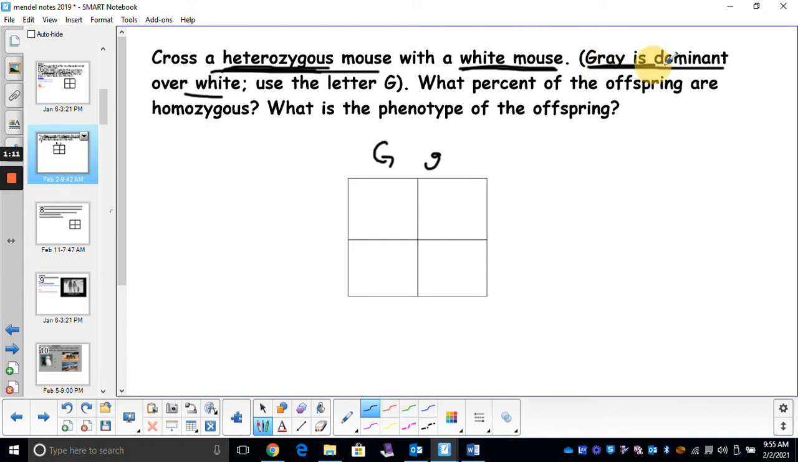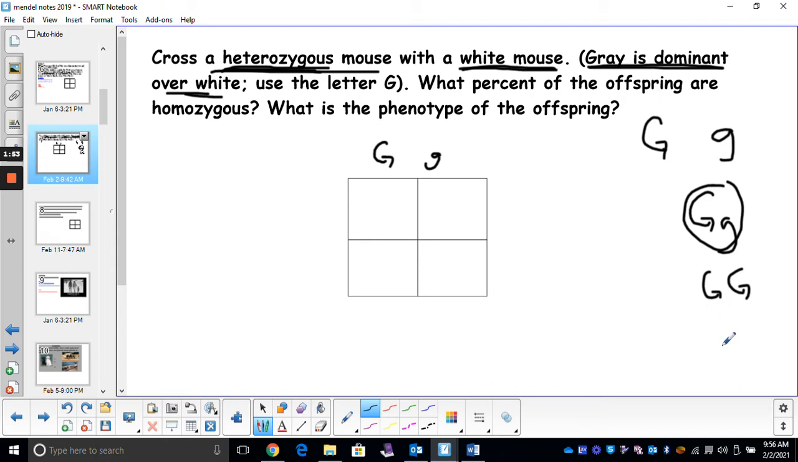Well, I also say gray is dominant over white. Remember, dominant traits always show up if they're there. Recessive traits only show up if there's no dominant or if there's only recessive traits there. So if gray is dominant, we know capital G represents dominant, and we know lowercase g represents recessive alleles. So we know this right here would give us a gray phenotype because the capital G is dominant, gray is dominant. If we had this, two capital G's, that would also give us a gray phenotype.